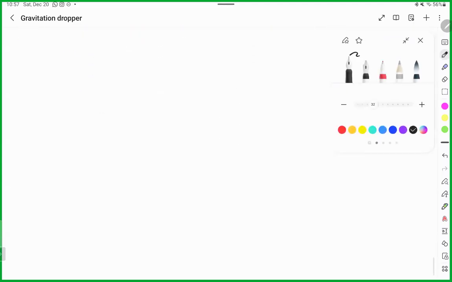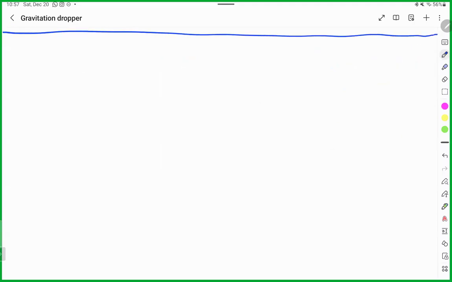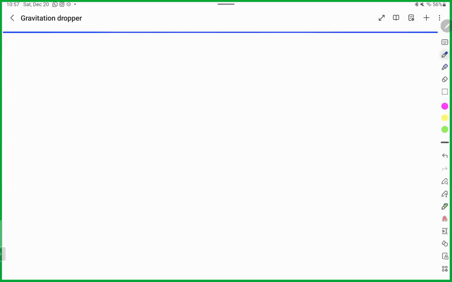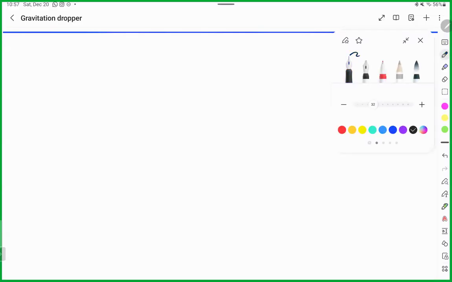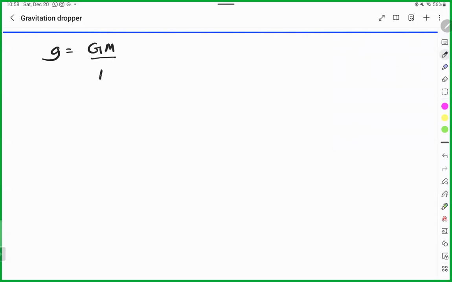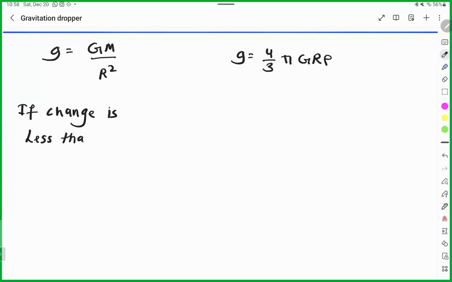Sometimes you get a numerical. This is only for numerical purposes, there is no theory in this topic. Sometimes you get the question: what is the percentage change in the gravity? This part becomes a little tricky because you already know two formulas: g is equal to GM by R square, or g is also equal to 4 by 3 pi G R rho. If the change is less than 5%, what will happen in this case? Change is very less, so the overall value won't have much difference.